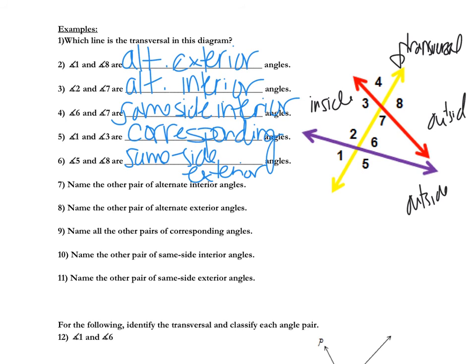Okay. All right, continuing on, it says name the other pair of alternate interior angles. So alternate interior was right here, so 2 and 7. So then the other pair of alternating interior angles would be 3 and 6. Name the other pair of alternate exterior angles. So exterior angles, we were given 1 and 8. So the alternate pair would be 4 and 5.